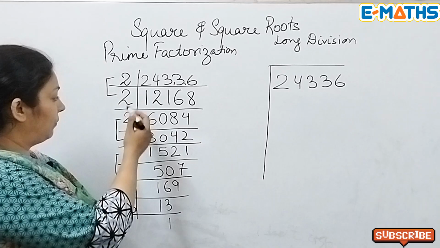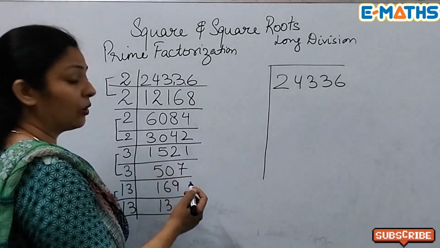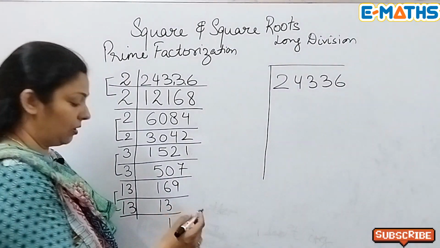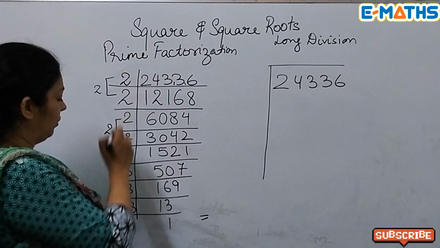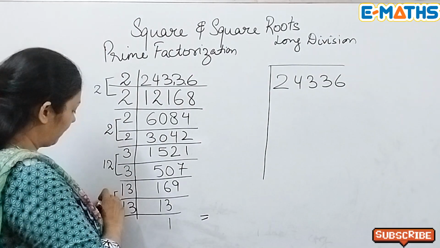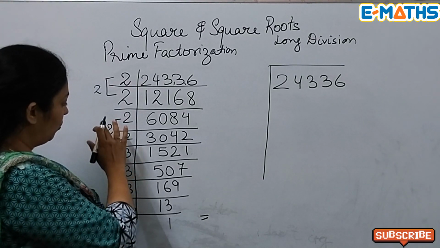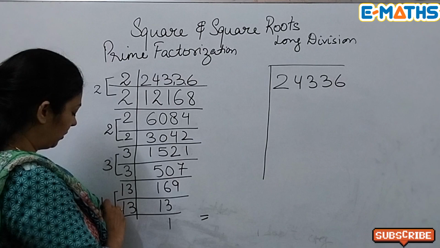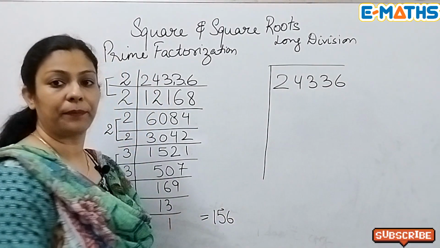So when you find the square root, it will be 2 into 2 into 3 into 13. With that you will get the answer: 2 twos are 4, 4 threes are 12, and then 12 into 13. I'll write 3 here so that you're not confused. So the answer for this is 156.